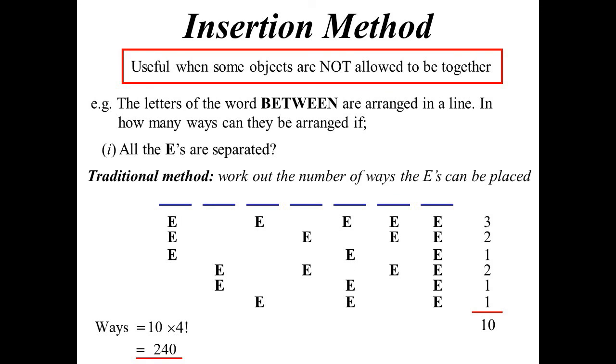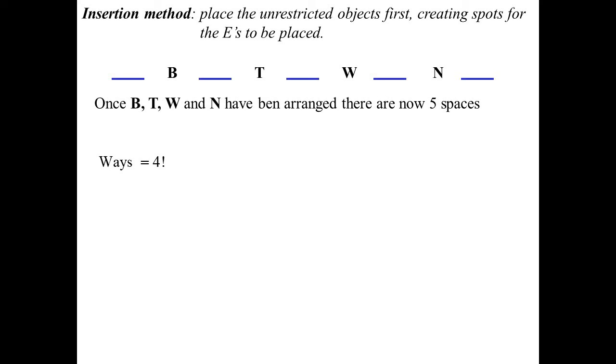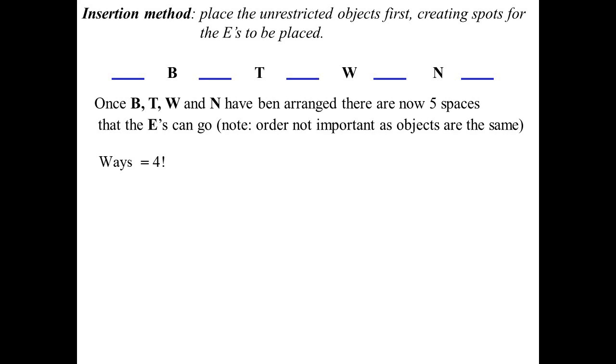Okay. We're going to do the insertion method by actually thinking about this backwards, where we look after the restrictions last. So we're going to place the unrestricted objects first. I could have put them that way. But you see, what happens is we create spaces to place the E's. And because none of the E's can be next to each other, I can only use 3 of those 5 spaces. I have to now choose which 3 spaces. So it'll be times 5C3, and there's my answer, 240. A heck of a lot quicker.